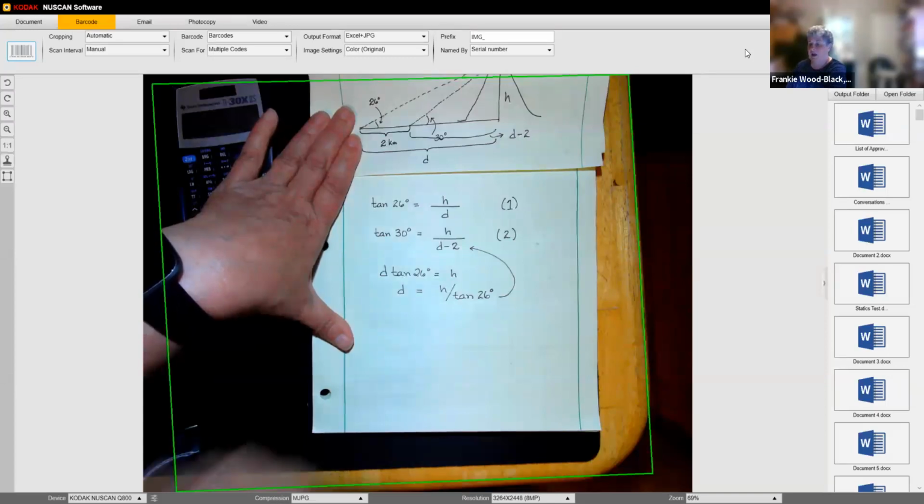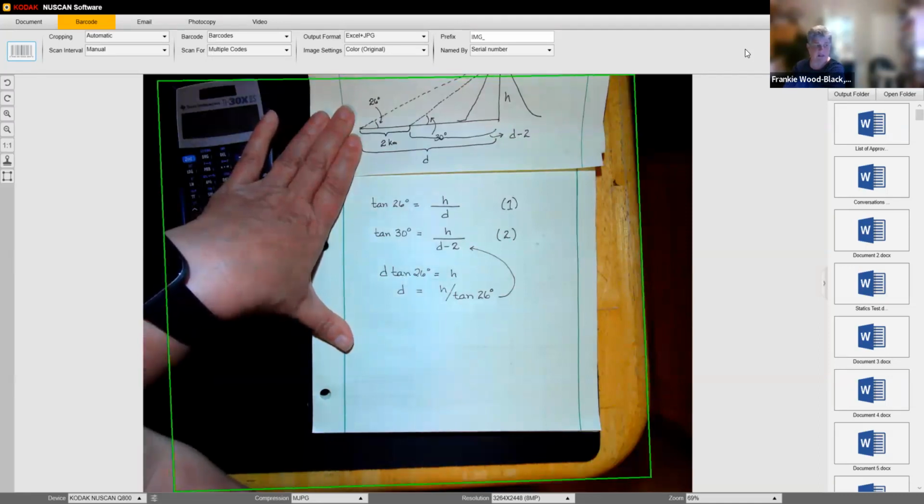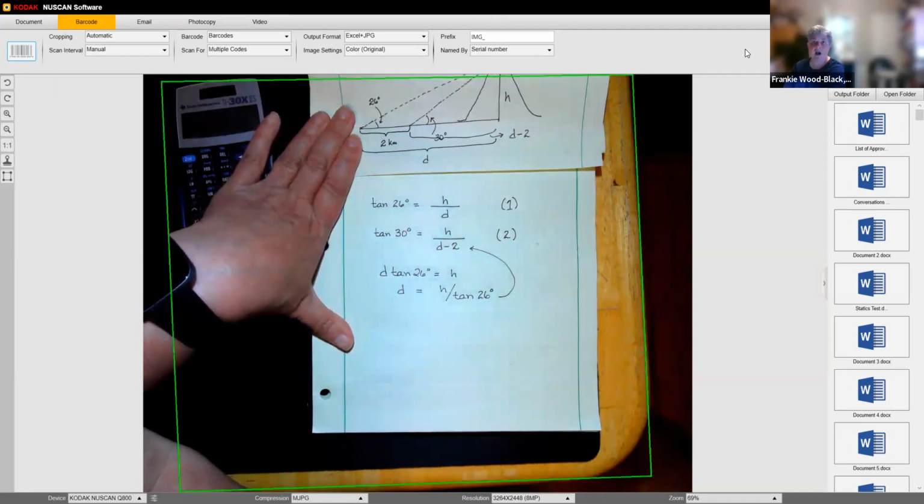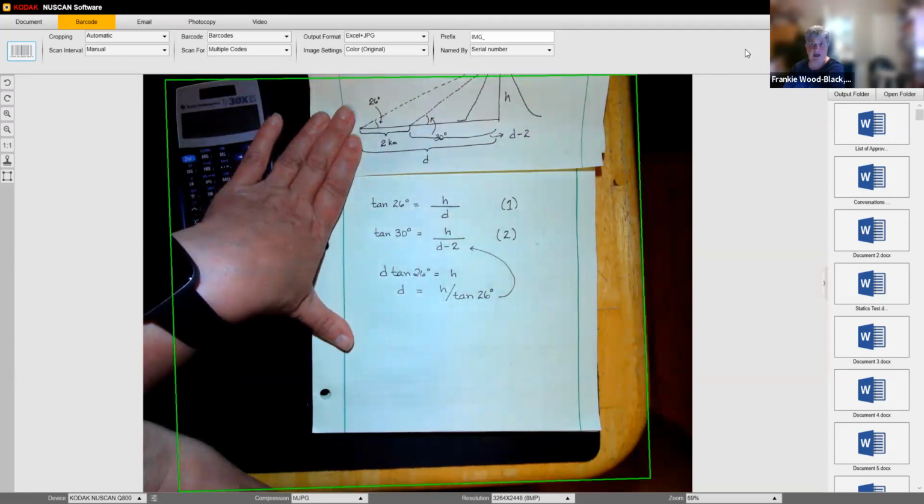So I think I had that one set up for you guys to work and play with, but that really is probably the most common difficult homework problem, just because people haven't been utilizing two equations, two unknowns in a while.